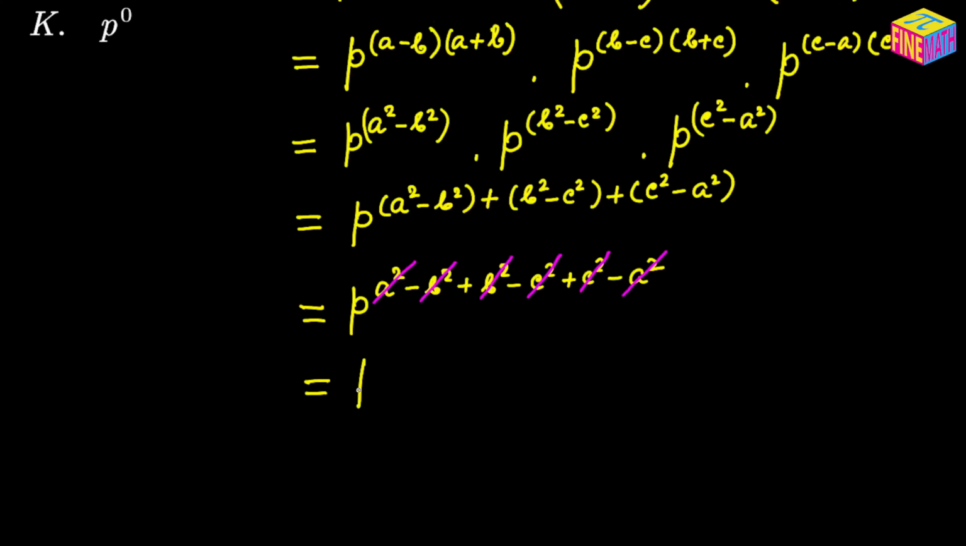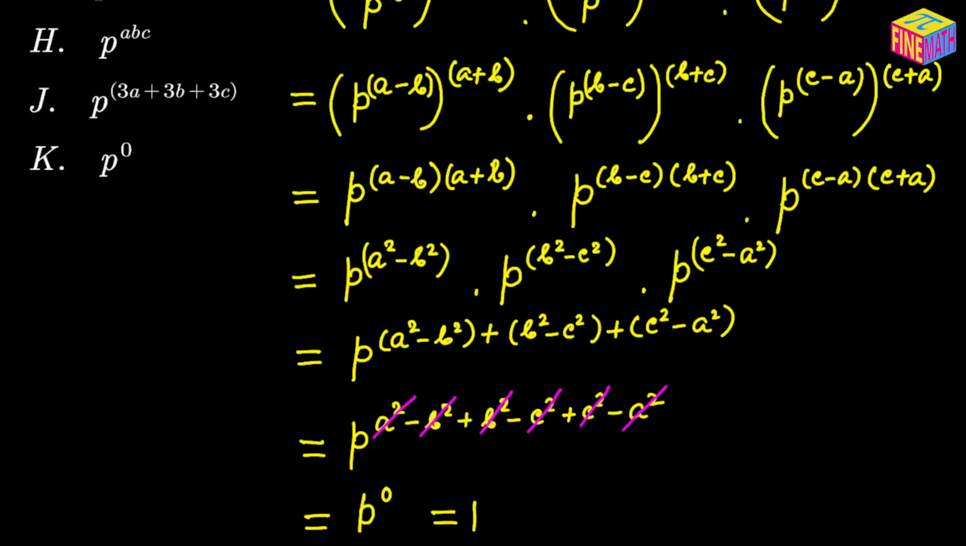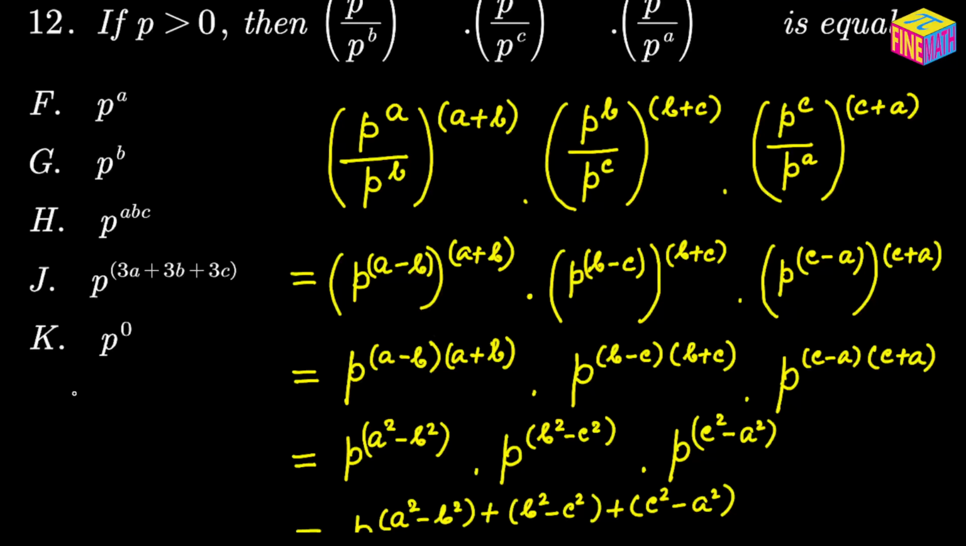So now our exponent is 0, so this is p to the power 0, and of course this is equal to 1. We know that any non-zero real number with a power 0 gives us a value of 1. So here if you look at our answer choices, the correct answer choice would be option K, because that is where we have p to the power 0 right here. So this should be our correct answer choice.